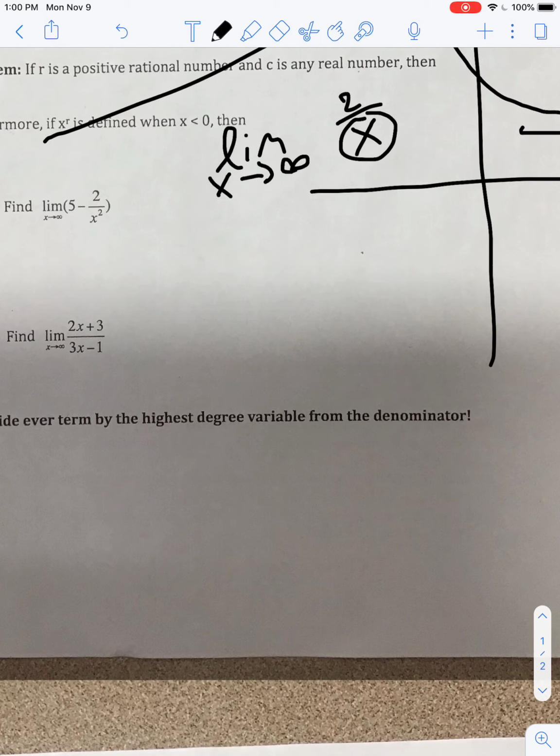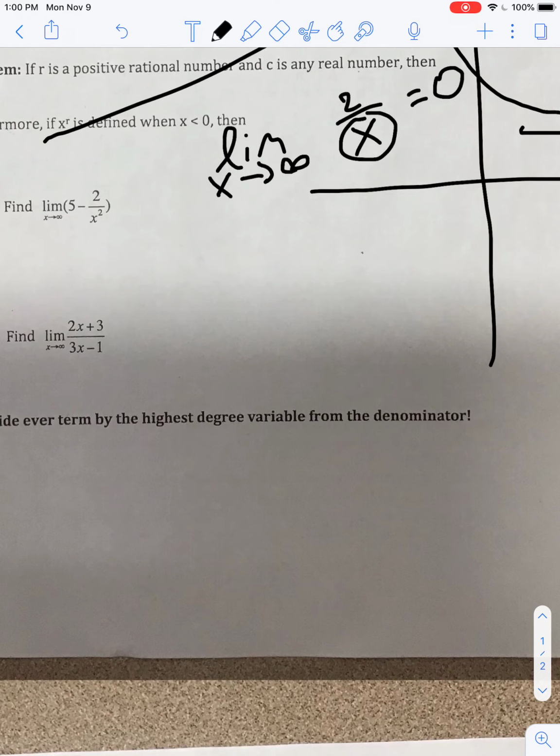Well, if you had 2 over like 100 million trillion quadrillion, I don't even know if that's a number, that fraction is going to get closer and closer to 0. Right there. That's going to get closer and closer to 0. And that's the idea of today.